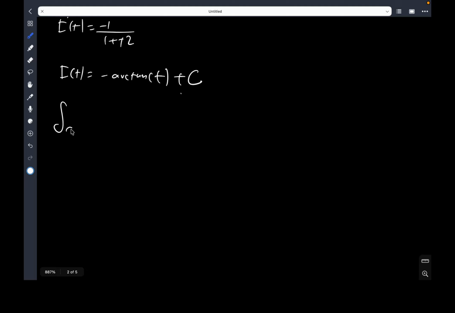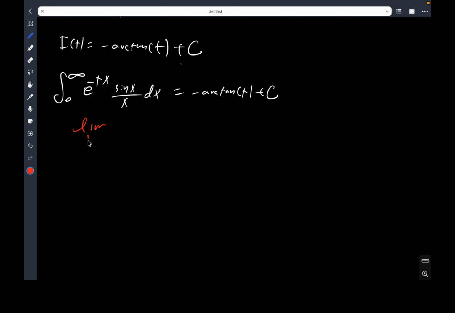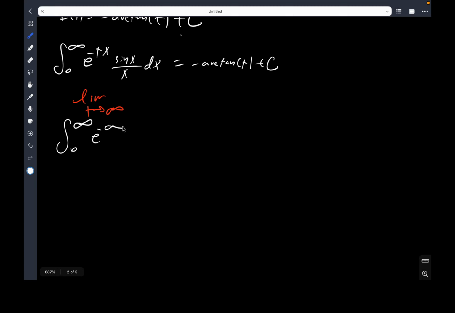So I'm going to write this integral again, the integral of e to the negative tx sine x over x dx equals negative arctan of t plus c. Now I want to see what happens if I take the limit as t approaches infinity. If I do that, I'm going to get the integral from 0 to infinity of e to the negative infinity sine x over x dx equals negative arctan of infinity plus c.